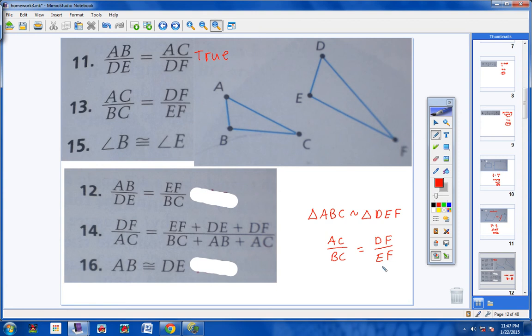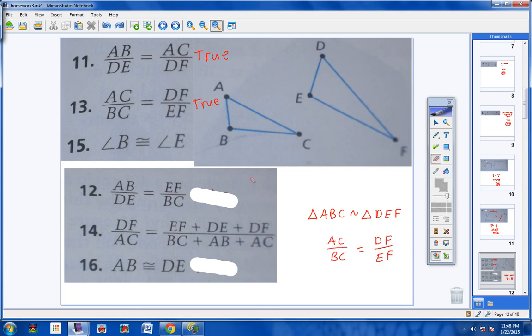If you do that, that's totally true. Let's see if we did. AC over BC, DF over EF. Yes, this is totally true. There's nothing wrong with that. Okay, let's take a look at number, oh, I went 11, 13, 15. Sorry about that. Okay, let's go 11, 13, 15, and then 12, 14, 16. Let's take a look at number 15.